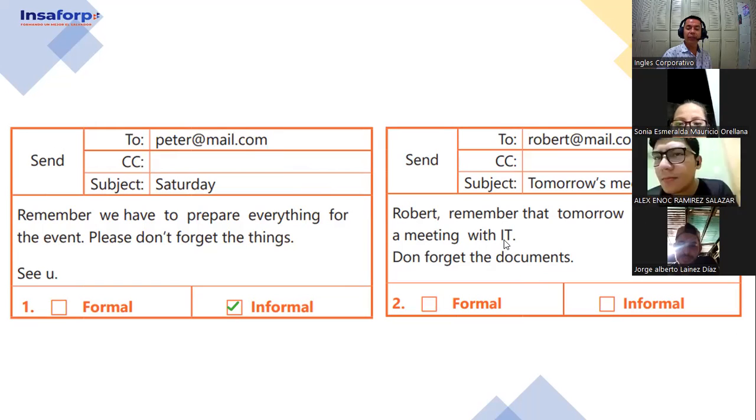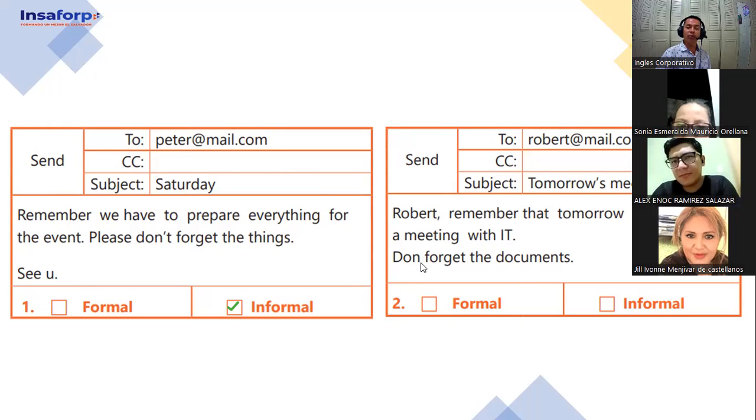Tampoco, information se refiere a technology. Y miren, hasta sí, con un error está aquí. Don. Formal o informal? Informal. Teacher, también se dirige a Robert como algo similar al tú, ¿verdad? Como que sí, sin más, ¿verdad? Y una vez, Robert. Yes.